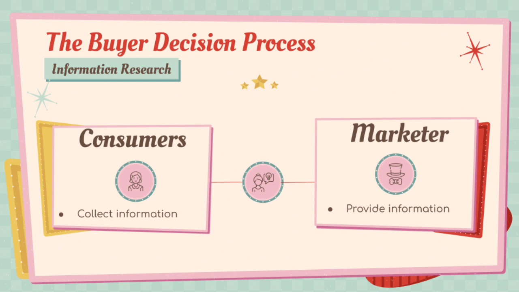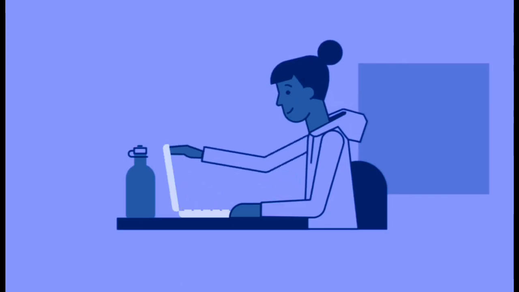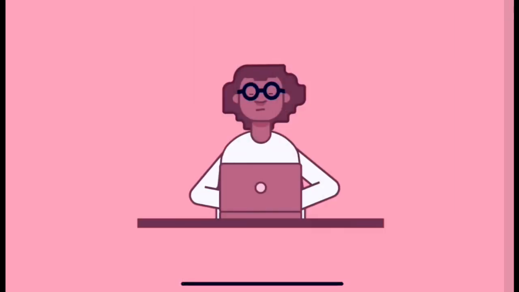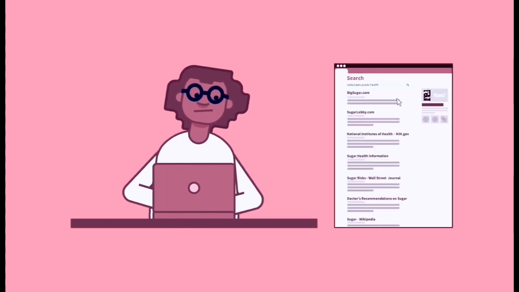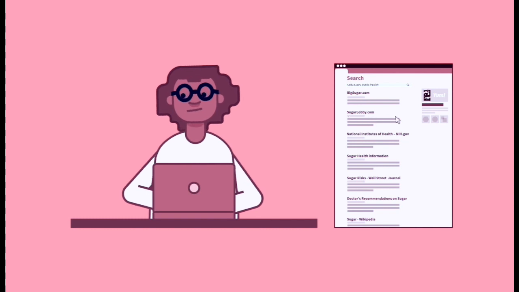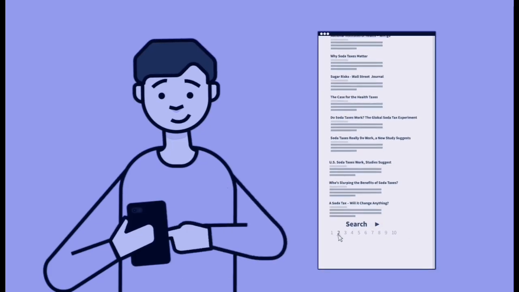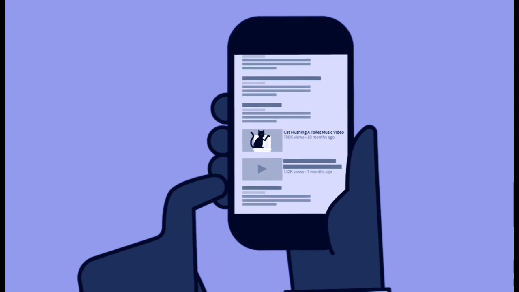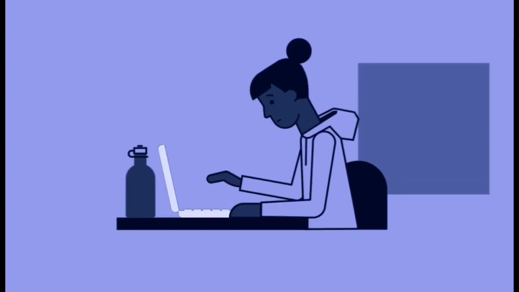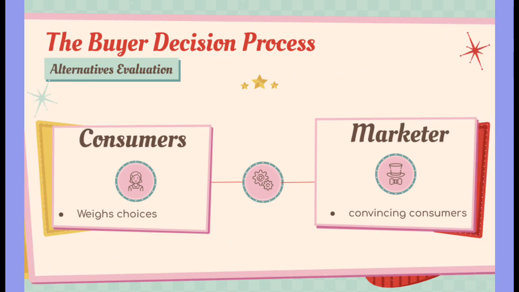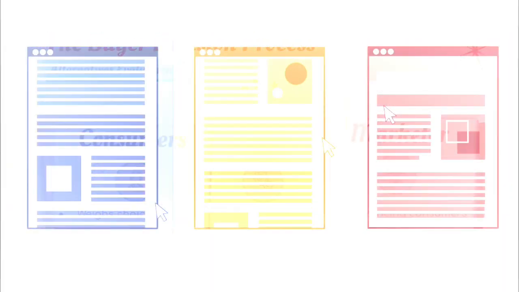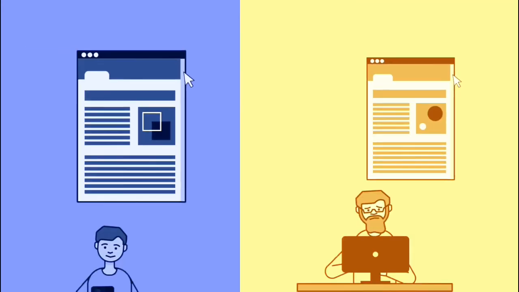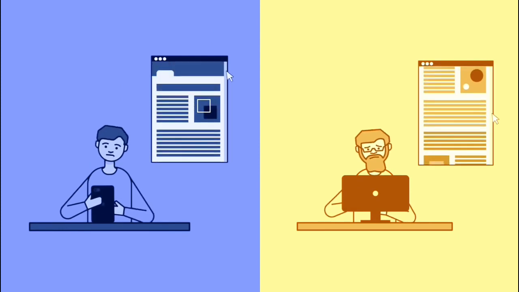In the information search stage, consumers collect information from different channels or consult online resources. How marketers can influence their choice here is to create a funnel to provide the information that people will need. After enough information is collected, consumers will do alternatives evaluation, that is to weigh choices against comparable alternatives. Here, marketers try to convince consumers that your product is superior to other alternatives.